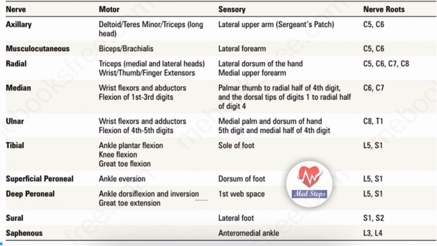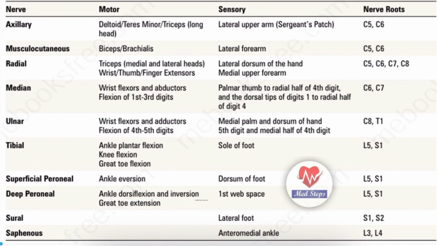Then we discuss the superficial peroneal nerve. The superficial peroneal nerve root is L5 and S1. The motor function is ankle eversion, and in sensory innervation we can see the dorsum of the foot. Next we discuss the deep peroneal nerve. The nerve root is L5 and S1. The motor function is ankle dorsiflexion and inversion and great toe extension. When it's coming to sensory, we can see the first web space.